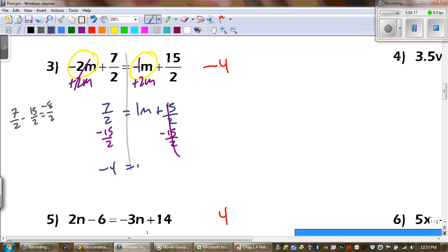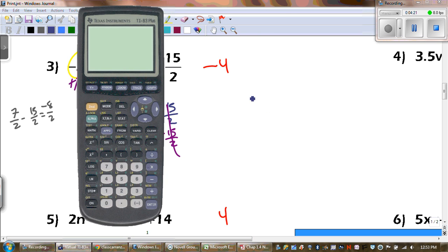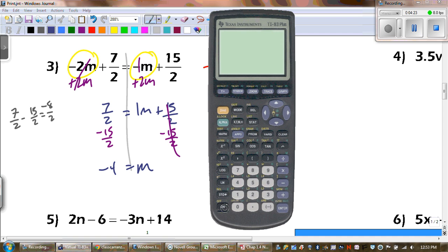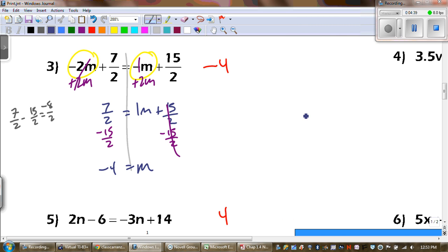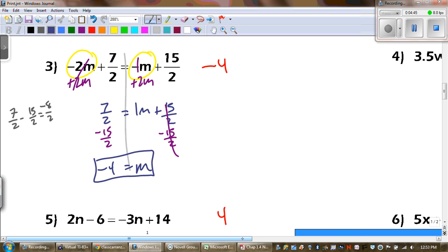negative 4. Okay? If you're doing it on your calculator, depending on what calculator you have, you might need to use parentheses. So I've got 7 divided by 2 minus 15 divided by 2. And you'll get your correct answer that way as well. Okay? And then I don't have to divide because we've already got the m by itself.